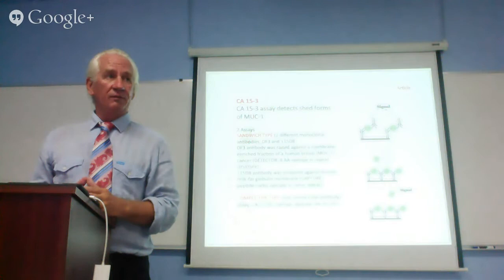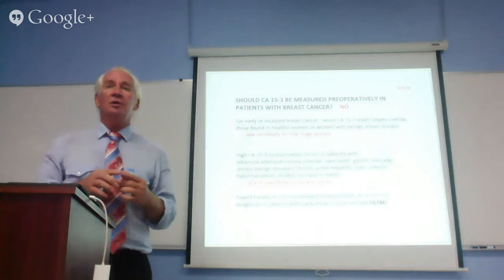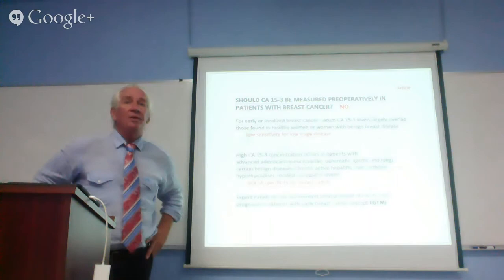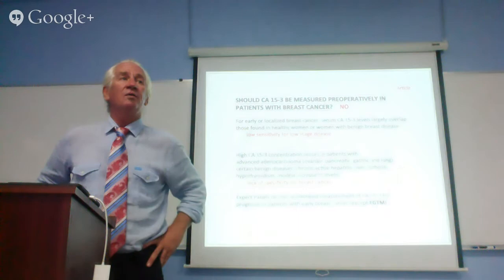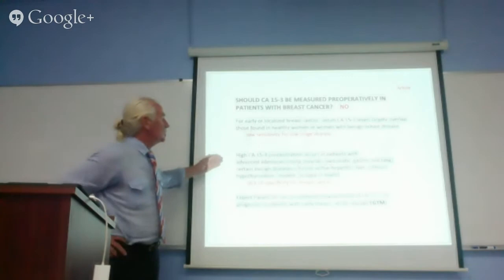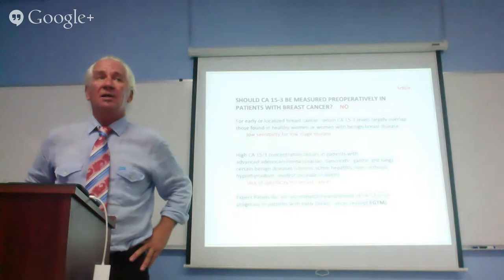Okay, should CA15-3 be measured preoperatively in patients with breast cancer looking for primary, local, non-metastatic? And the answer is going to be no. All right, so the serum levels for breast cancer patients overlap those with healthy women. There's not enough discrimination between them, so there's no information from that data. There's low sensitivity for low-stage disease. And you can find CA15-3 concentrations associated with other diseases, adrenal carcinomas and other benign diseases, so there's a lack of specificity for the antibody for breast cancer in those particular cases. So it is not useful for that.